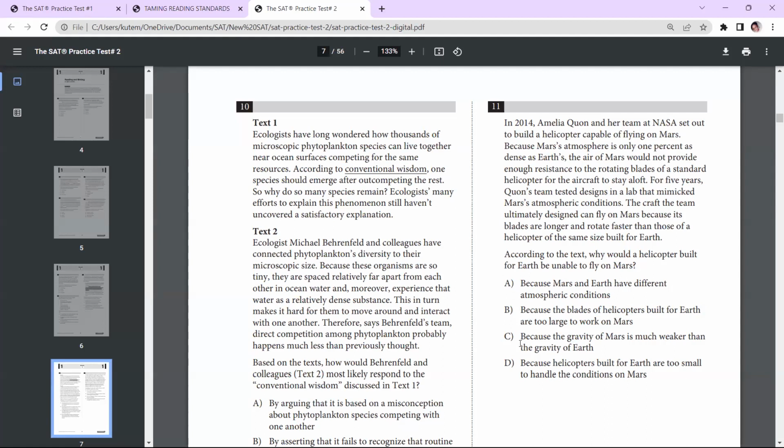If you look at C, this is an example of outside information. We all know the gravity on Mars is weaker than the gravity of Earth, but nowhere in the passage has it said that. So for this passage, you don't know that the gravity of Mars is weaker. And then D says, because the helicopters built for Earth are too small. Does it say anything? Because blades are longer and rotate faster. Yeah, it doesn't talk about a size change of any kind. So D would be wrong. So details are very important. Yeah. Do we have any questions here before we move?